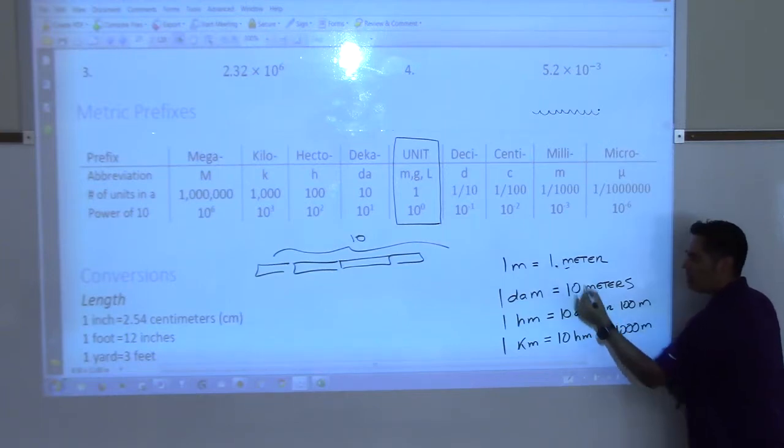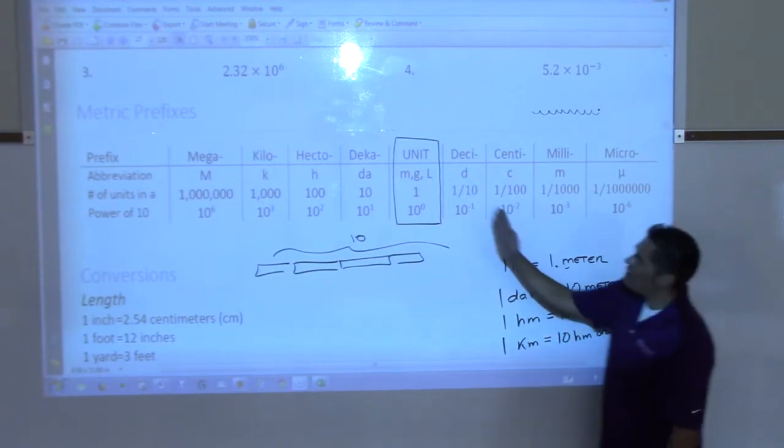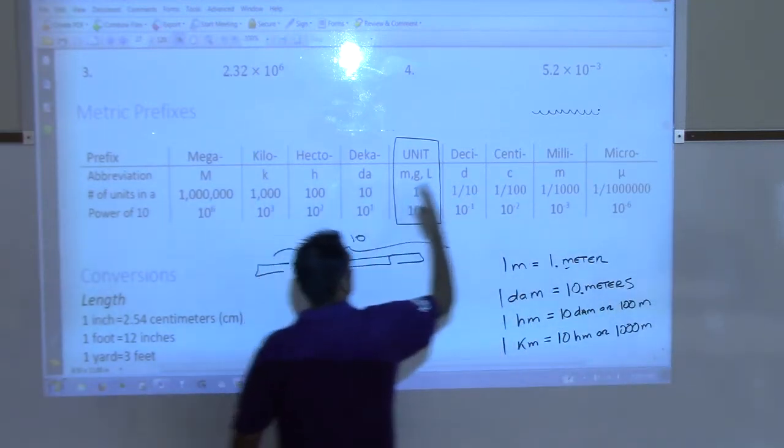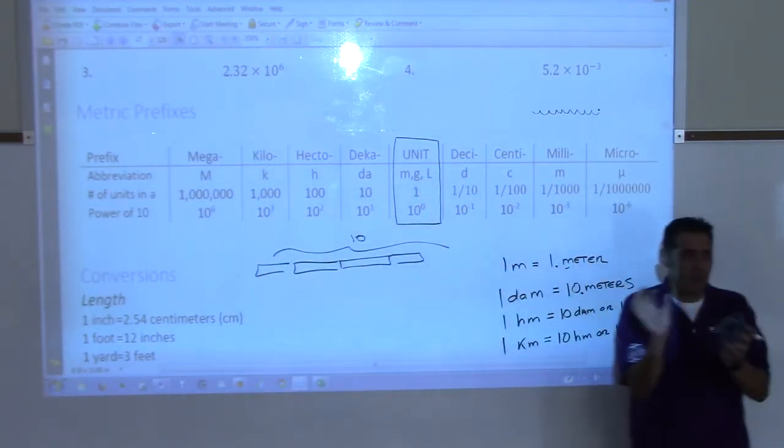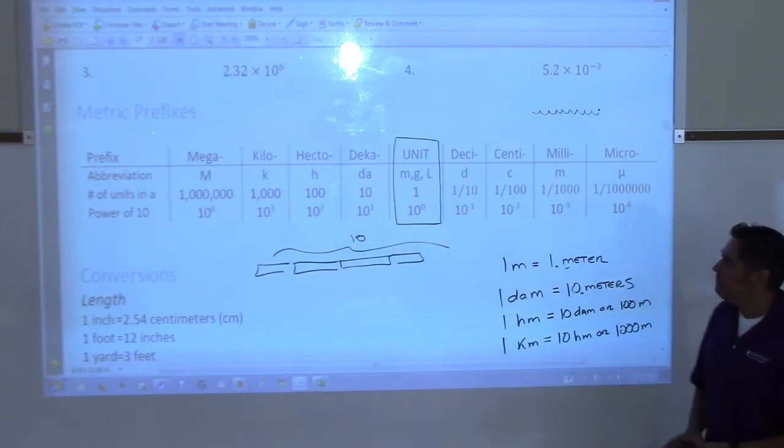So if I move that to the right once, I have this one. If I move that to the right twice, I have 100. If I move it to the right 3 times, I have 1,000. So sliding along this scale from left to right really just is moving decimal points, which is super convenient, super easy to do.